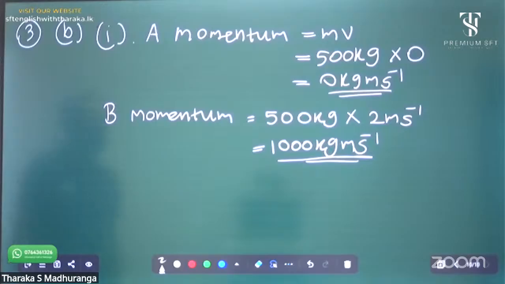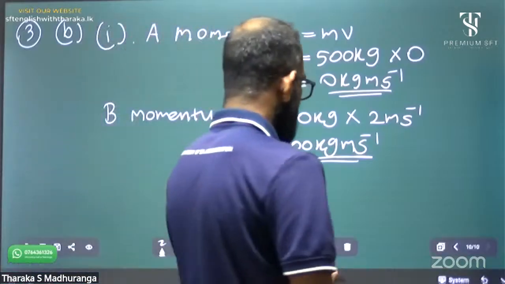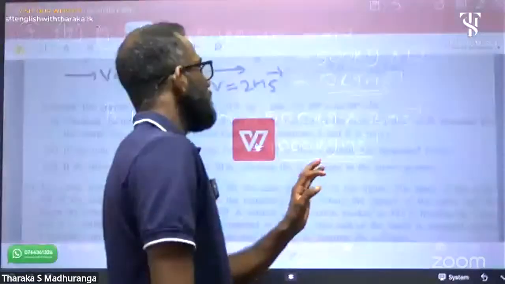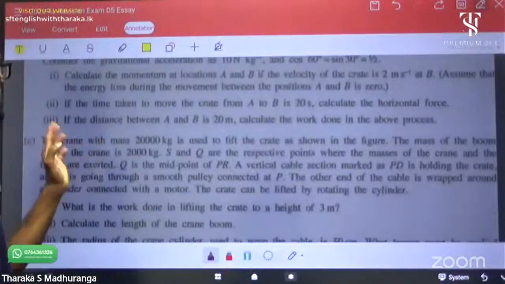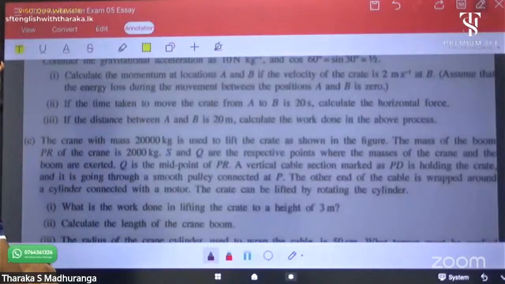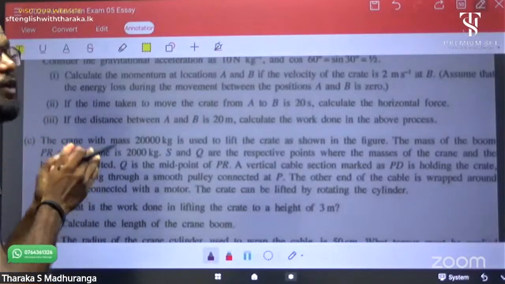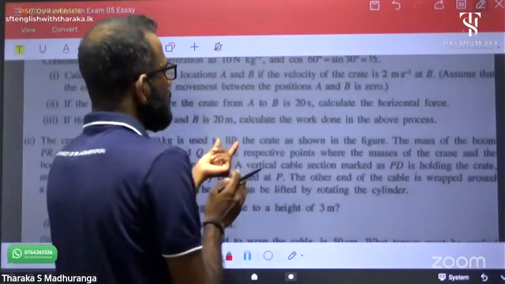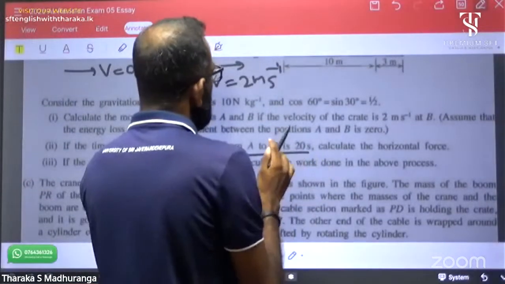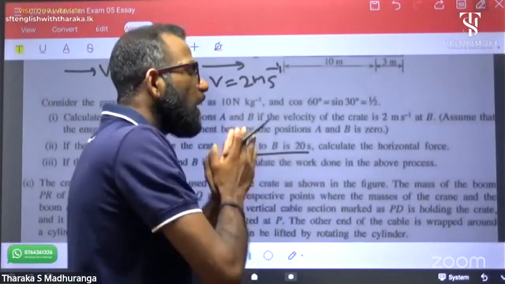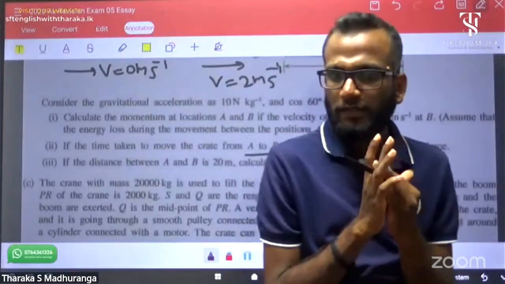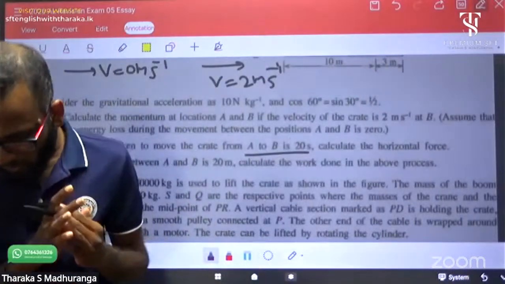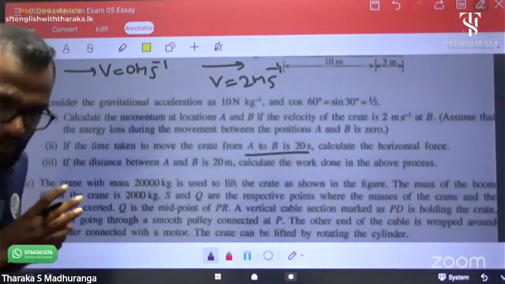1000 kg m s^-1. This is the momentum at point B. If the time taken to move the crate from A to B is 20 seconds, calculate the horizontal force. Yeah, it's simple.